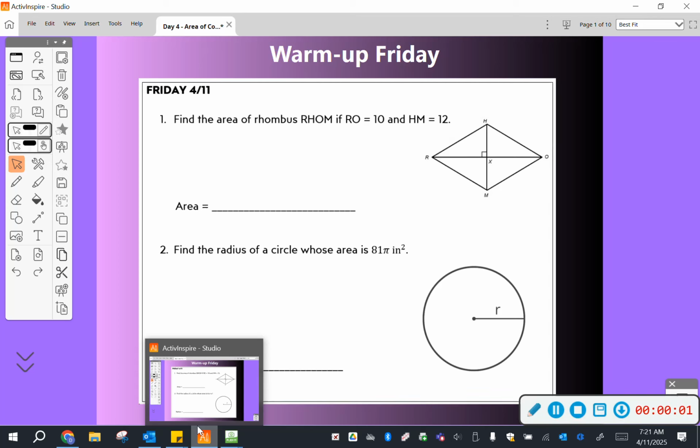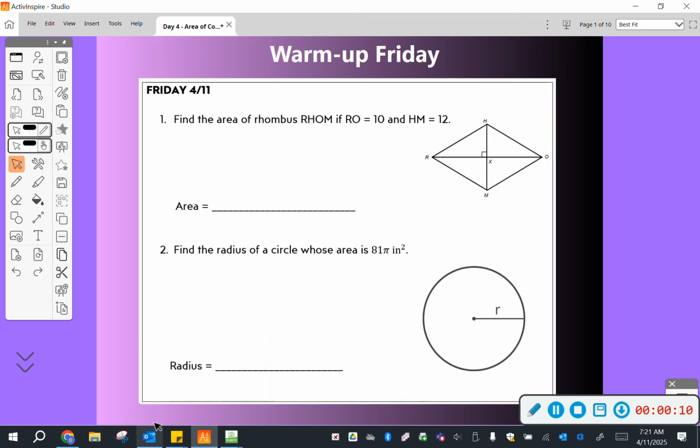Okay, so for this first question, it says find the area of the rhombus RHOM if RO is 10. So RO is this whole thing, and that's 10. And HM right here is this whole thing, and that's 12. So what is the formula for area of a rhombus?